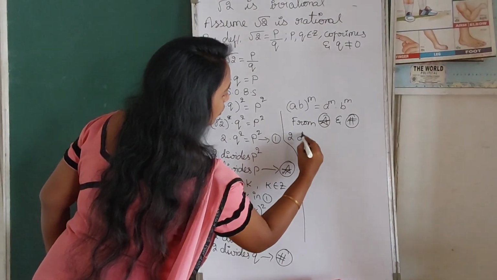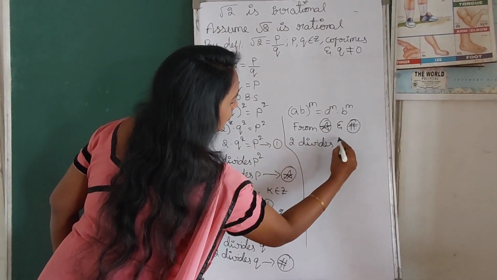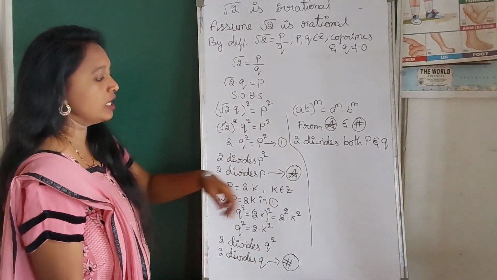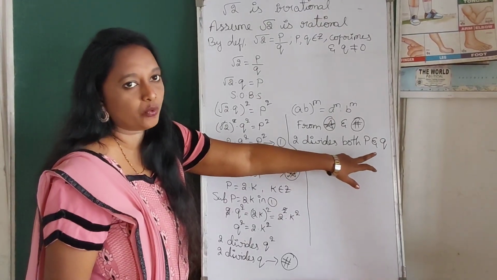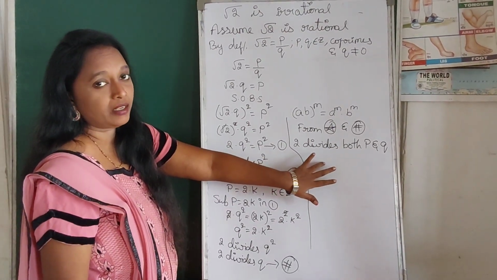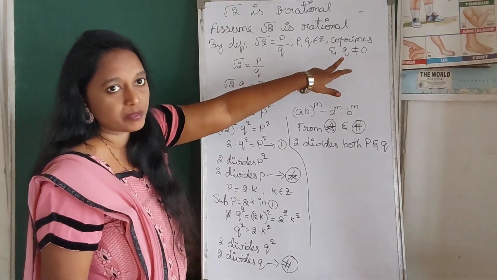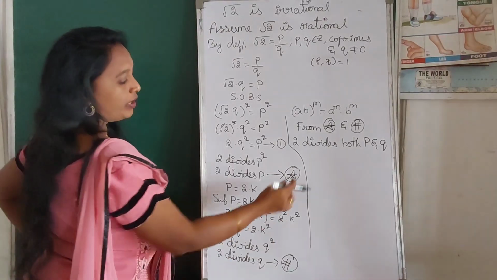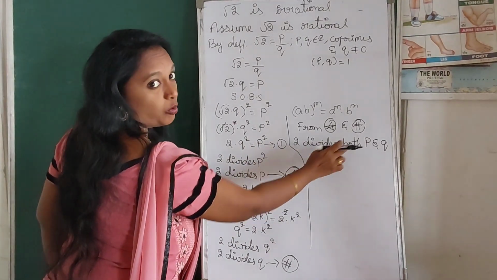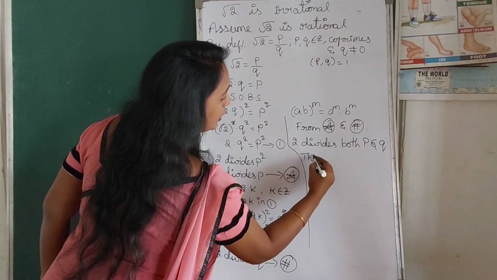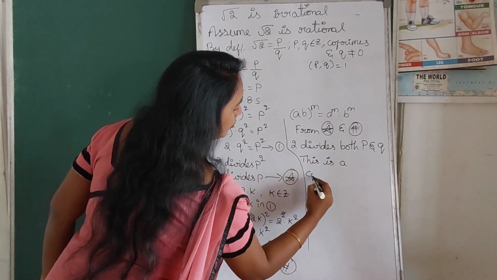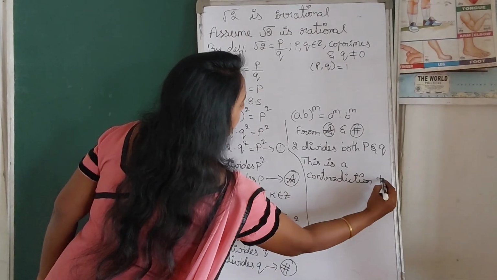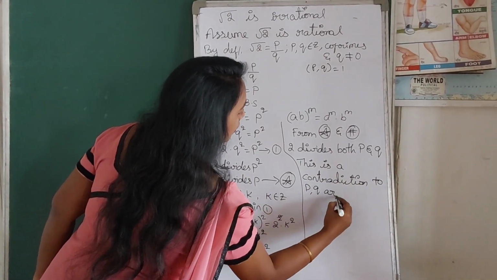That means 2 divides both p and q. That means 2 is a common divisor for p and q. This is not possible. Why? Because p, q are co-primes and the greatest common divisor for p, q is 1. But here you got 2 divides both p and q. This is a contradiction to our assumption that p, q are co-primes.